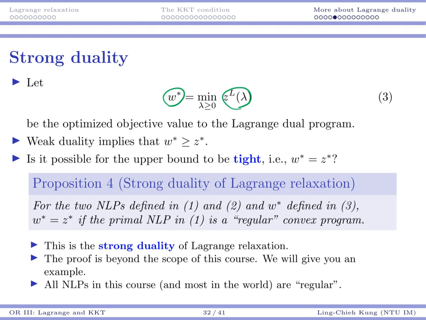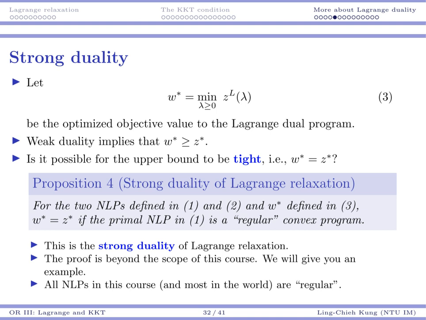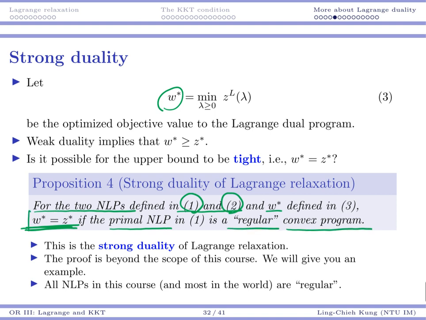Now our question is, is it possible for the upper bound to be tight? That means, is it possible for W star to be exactly Z star, just like in linear programming? Unfortunately, this is not true in general, but it's true for convex programs. If we have two nonlinear programs defined in 1 and 2, where 1 is the original program, 2 is the relaxed Lagrange program, and W star is defined here, then we have strong duality if the primal nonlinear program is a regular convex program.